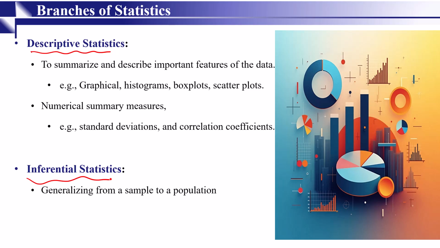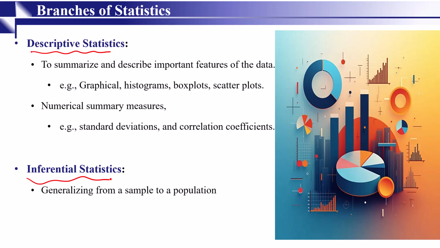On the other side, we have inferential statistics. It is another branch of statistics and it involves making predictions. It means we don't have the whole data set, right? So we want to make predictions based on samples. We want to make conclusions or generalizations about a population based on sample data.